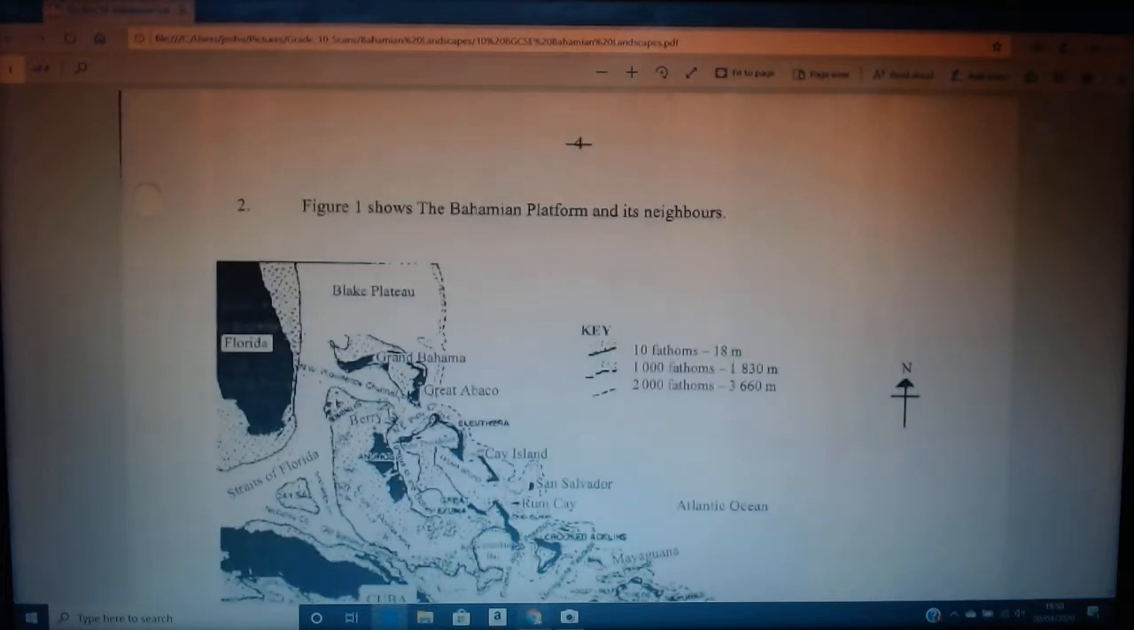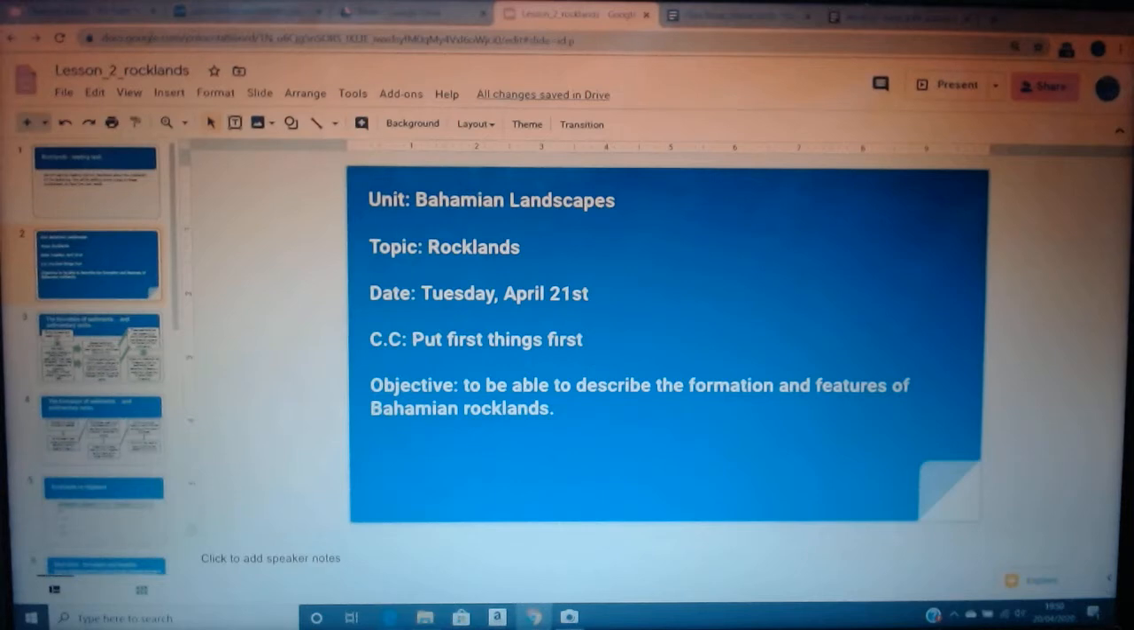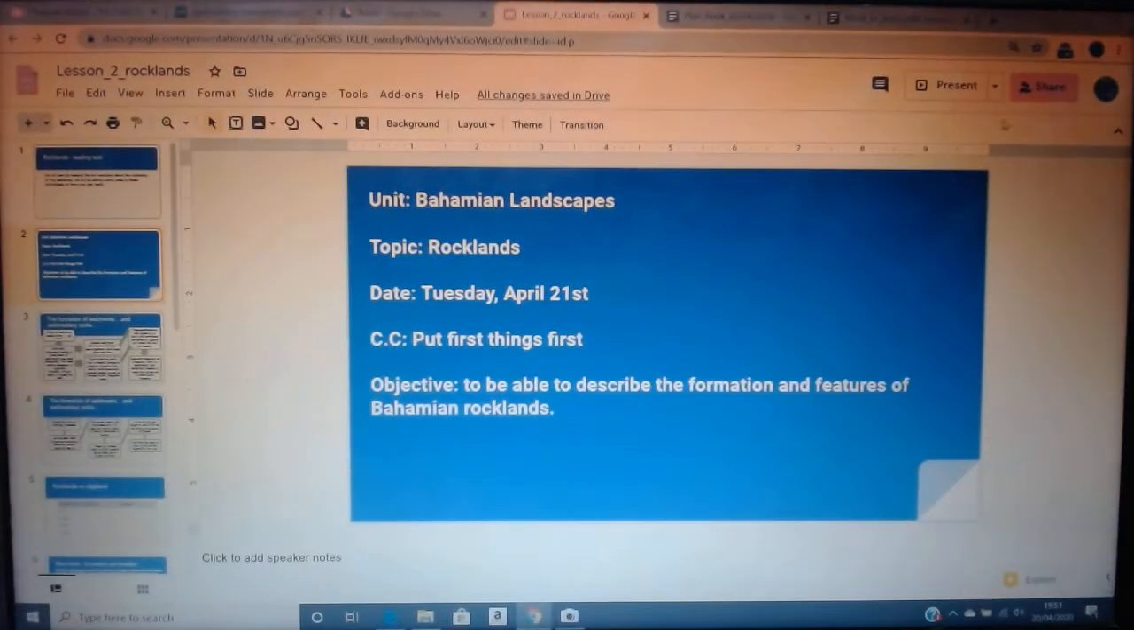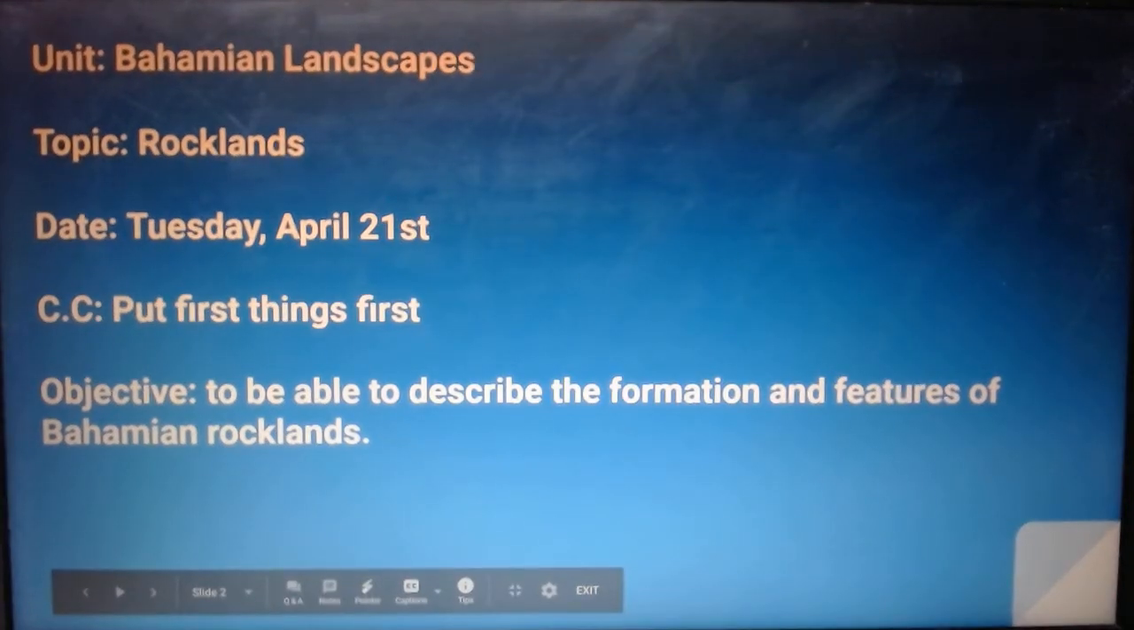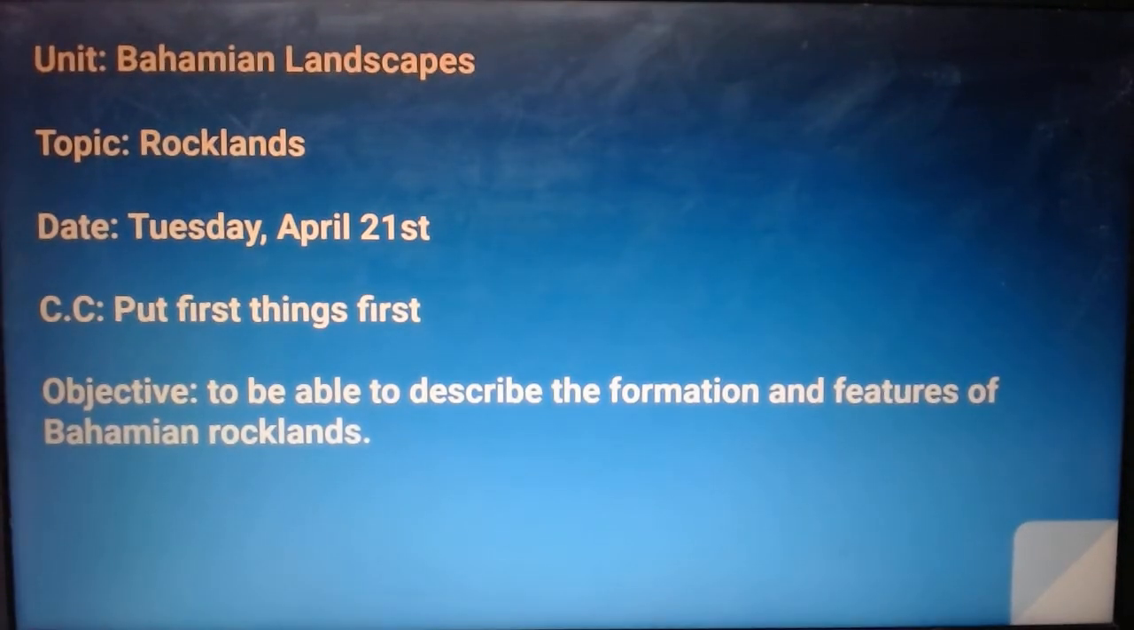We're going to skip over very quickly to a PowerPoint, and you can head up in just a moment. So we can just head up with this. There's your details. Bahamian Landscapes, we're looking at Rocklands now. The assignment for this lesson that we just looked at is all about ridgelands and the Bahamian banks. You can look back at the last 2 lessons and the page numbers I just gave you for all of that.